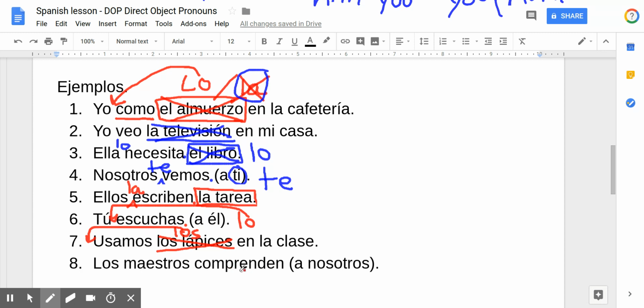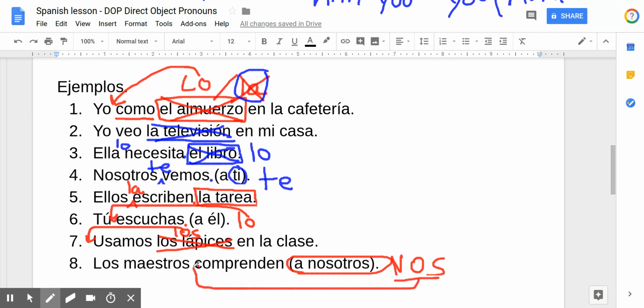My last sentence, los maestros comprenden. So the teachers understand, and then I have us in parentheses here. So I want to change us to the direct object pronoun nos. I'm going to put it in front of my conjugated verb, which is comprenden, and it will go right here.